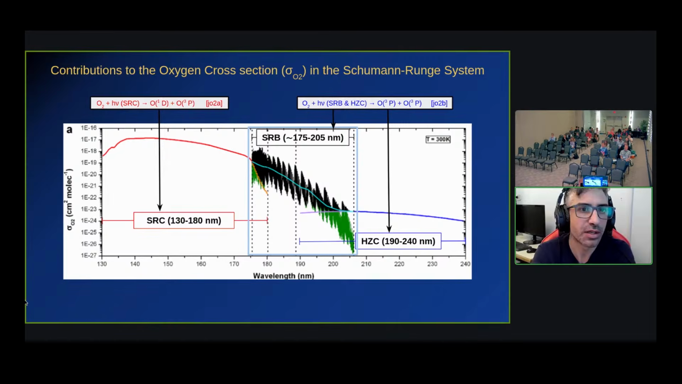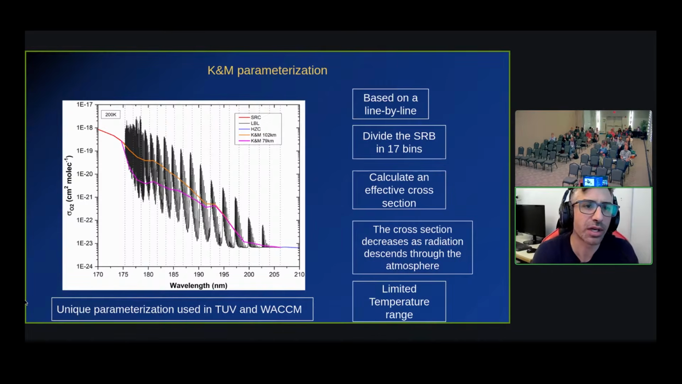What is the importance of this? We can observe different products of the photodissociation of oxygen depending on the component of the Schumann-Runge system. The Schumann-Runge continuum products are oxygen singlet D and one oxygen triplet P, and for the Schumann-Runge bands and Herzberg continuum, we obtain two oxygen triplet P. And we know that these products are relevant in chemical reactions of other molecules.